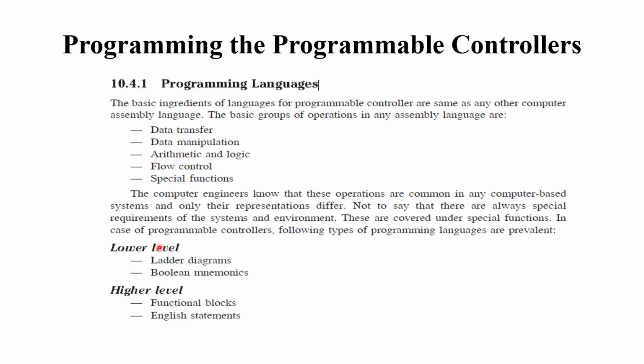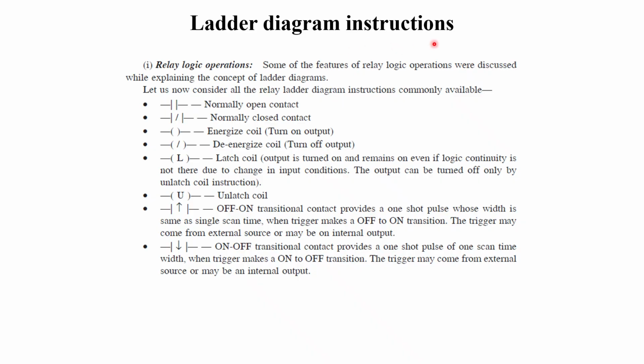The language may be lower level or higher level. Lower level is always ladder schematic and Boolean mnemonics. Higher level is functional block and English statements. These are the different types of programming languages known to us. Coming to the ladder diagram instructions, we have relay logic operation. Let us explain the concept of relay ladder diagrams. Let us consider all the relay diagram instructions commonly available.